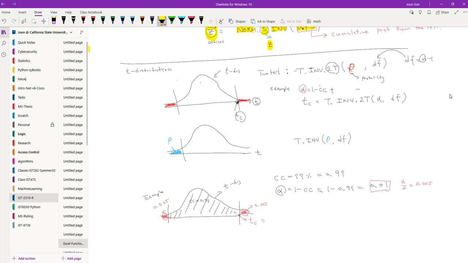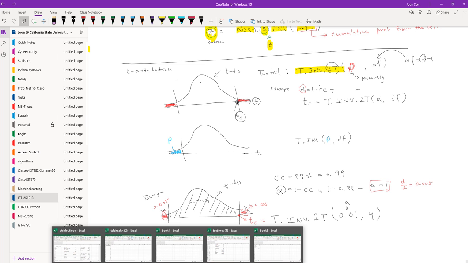You can use these functions, right? Which is T.INV.2T, and the probability is 0.01, which is actually alpha, if you think about it. And degree of freedom is 9, because what? N minus 1. So n is 10, so degree of freedom is 9. Okay, so that's how you should use this code.